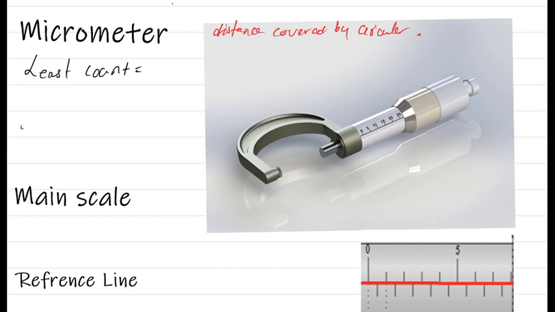after one rotation. That means if you give one rotation to the circular scale, how much distance is covered on the main scale, that is called the pitch. Listen once again: the total distance covered by the circular scale after one rotation, measured in millimeters, whatever result we get will be called the pitch of the micrometer. Okay, so let's see how we can find the pitch of this micrometer.